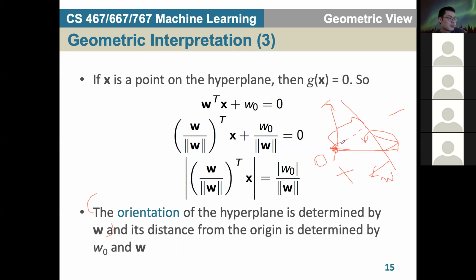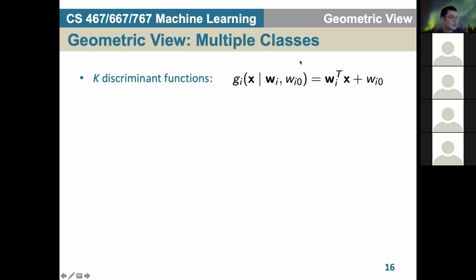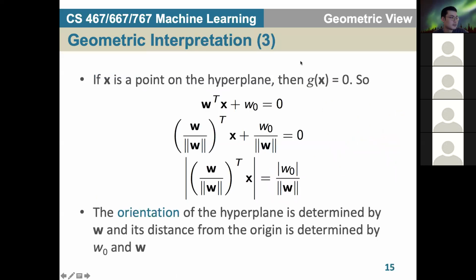So what is this distance? How can we see this? Remember, X is a point on the hyperplane. So let's say this point is X. Let me clear a little bit so that you can see clearly. I'll say this is the hyperplane, and then we give a virtual X. It's on the plane.